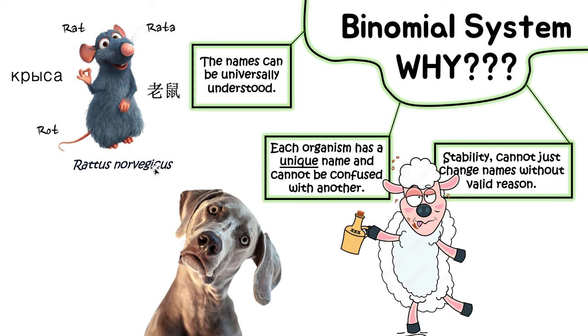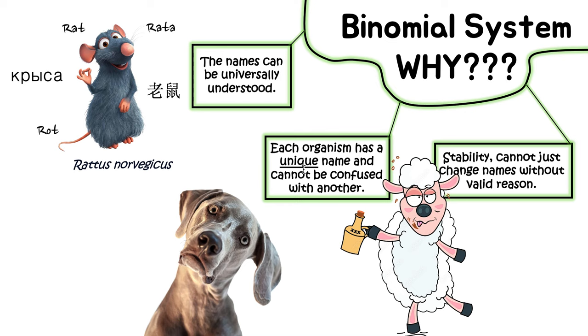Okay, next one. Each organism has a unique name and cannot be confused with another, right? Because this naming system is so specific, it's impossible for two organisms to have the same name. So that's why this is useful. You cannot confuse them with one another, okay?